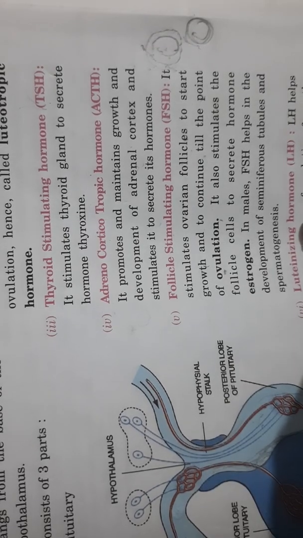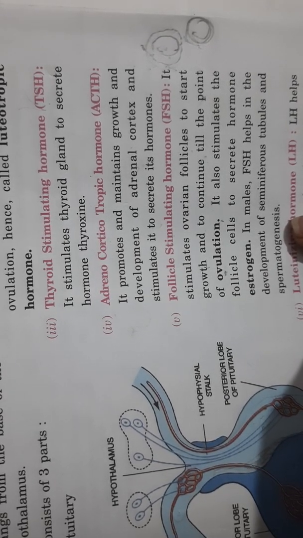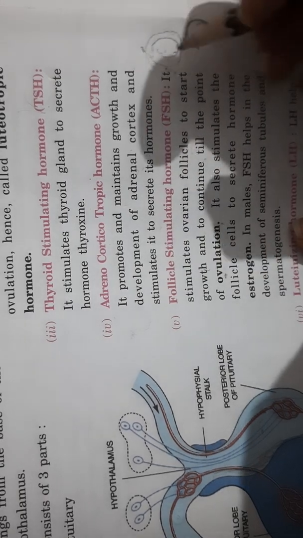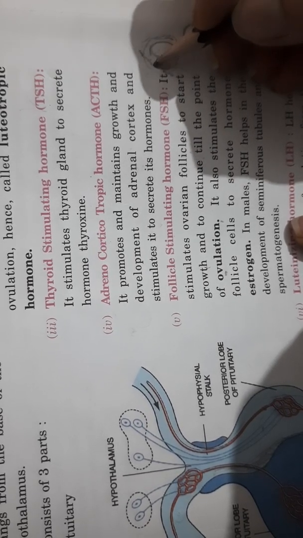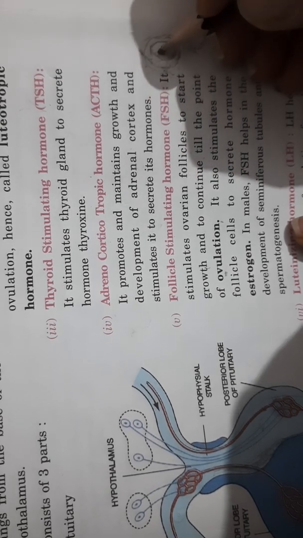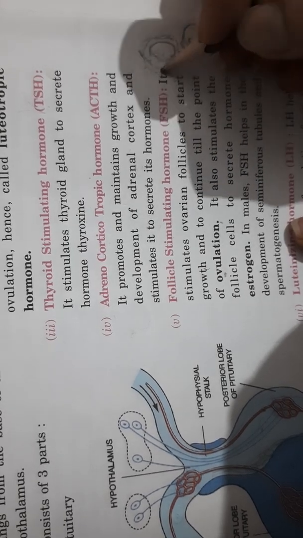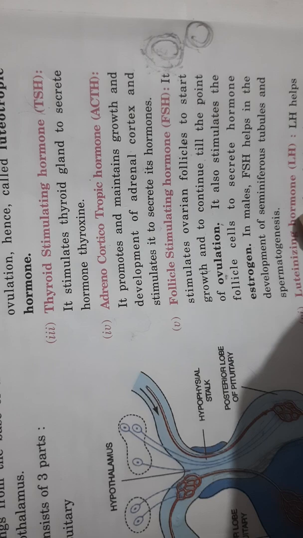This hormone also stimulates the follicle cells to secrete the hormone estrogen. The follicle is the outermost covering layer of the egg, inside which the egg is present. The follicle will rupture to release the egg. So, this hormone stimulates the follicles to carry out the process of ovulation, and also helps the cells of the follicle to secrete the female sex hormone called estrogen. This helps in developing the female secondary sexual characters.